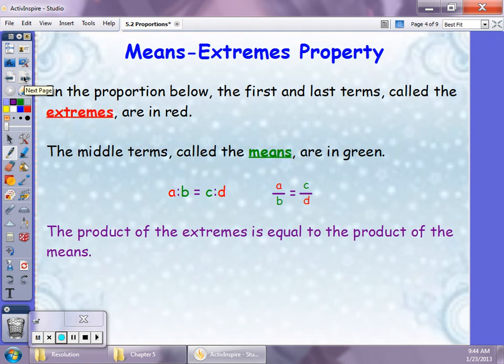The means extremes property in a proportion means that the first and last terms, which are called the extremes, are in red, and the middle terms, which are called the means, are in green. So whether the proportion is expressed using colons or as a fraction, a and d are always going to be your extremes, which are in red, and b and c are always going to be your means, which are in green. So the product of the extremes in red is always going to be equal to the product of the means, which are in green. So in other words, a times d will always equal b times c in any proportion.